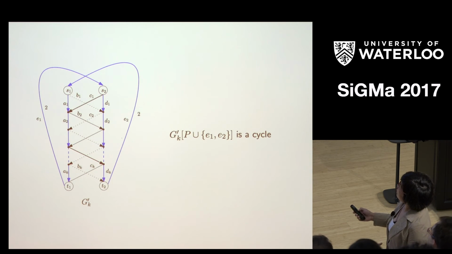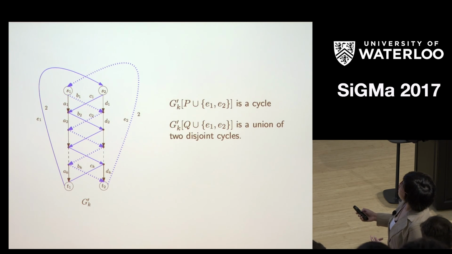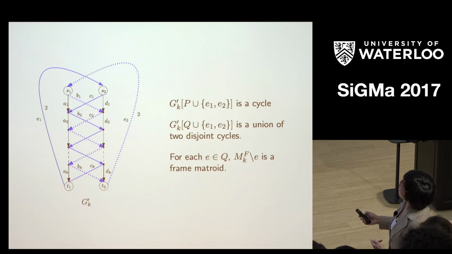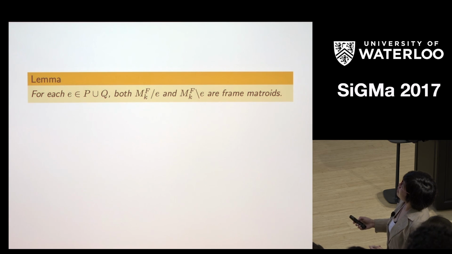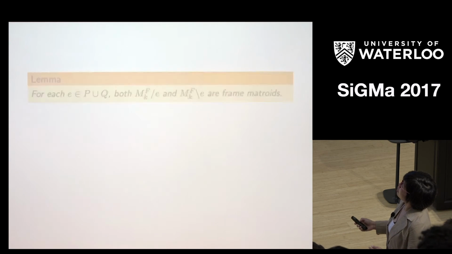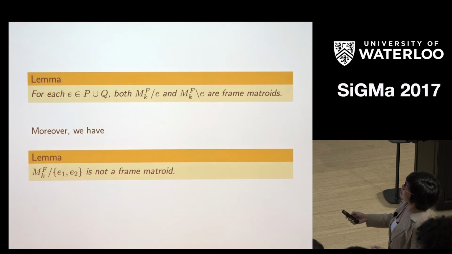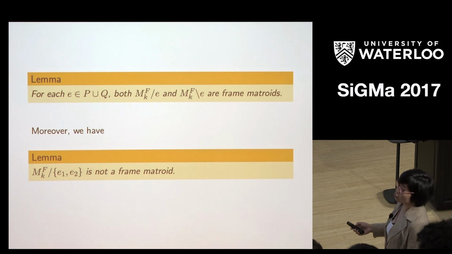So in this P, the union of P and E1, E2 is a cycle. And the union of Q and E1, E2 is another, different cycle. So for elements e in Q, when we delete e in Q, we get a frame matroid. When we contract the elements e in P, we get another frame matroid. So for elements e in P and Q, when we delete or contract, we get a frame matroid. And in fact, we can prove the matroid contract E1, E2 is not a frame matroid.